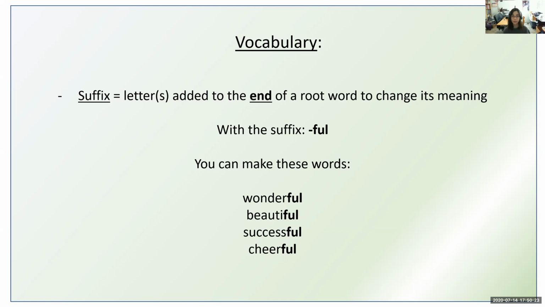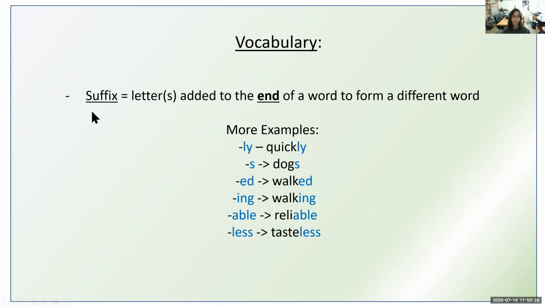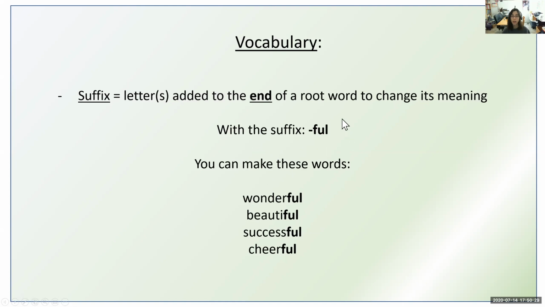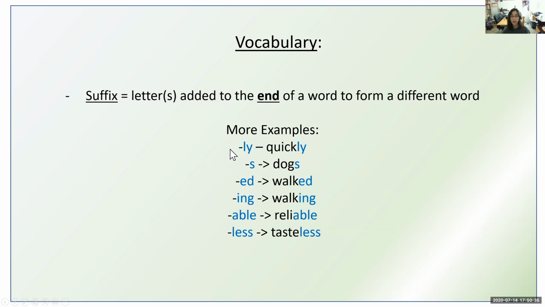All right, so now I wanted to give some more examples of suffixes because suffixes are not just for full. There can be a whole lot of other suffixes. So some of these other ones include ly, like from quick to quickly, adding that ly, or even to make something plural, like adding an s, from dog to dogs, or a past tense ed, from walk to walked, or ing, from walk to walking, or even able, like reliable, or less, like tasteless. So you can see that all of these suffixes are being added to the end of the root word.